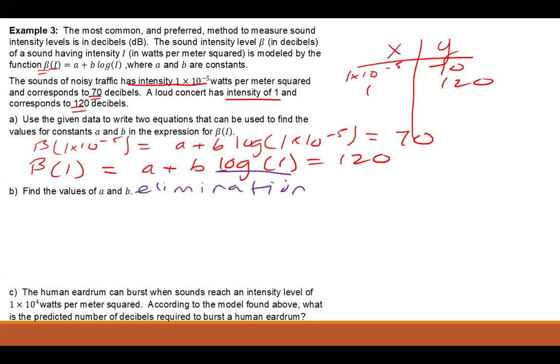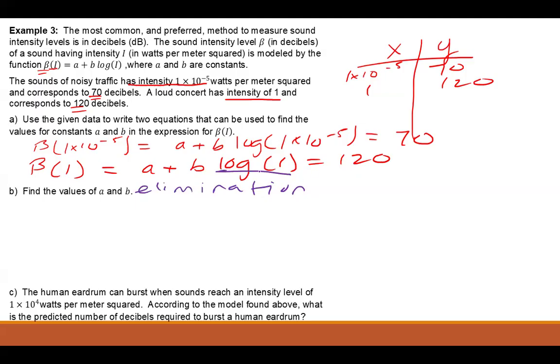Just type it in. Tell me what log of 1 is. You should know what it is without typing it. But tell me what log of 1 is. 0. It is 0. Log of 1, any base log of 1 is going to be 0. That's because any base to the power of 0 is 1.